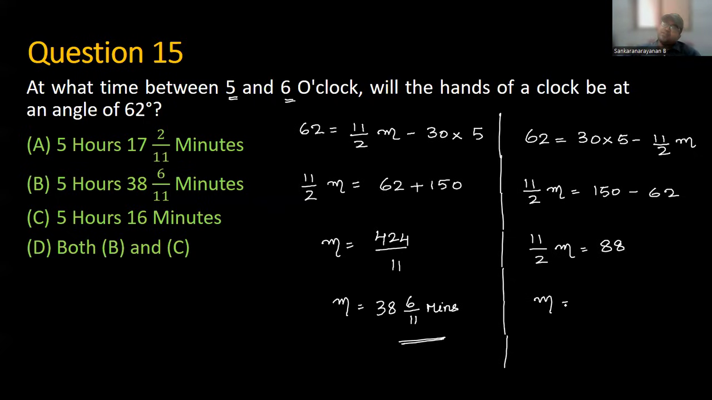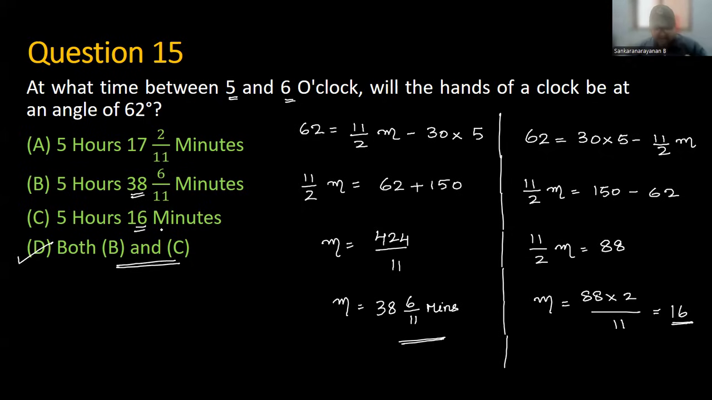So m will be equal to 88 into 2 divided by 11, and this is coming as exactly 16. So the time may be 5 hours 38 and 6 by 11 minutes, or it is 5 hours 16 minutes. So 16 is available here, and 38 and 6 by 11 is also available here. B and C both are correct here. So we can mark option D, both B and C. That is our final answer in this case.